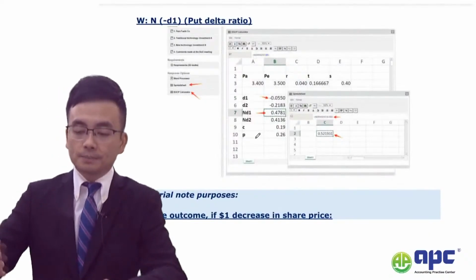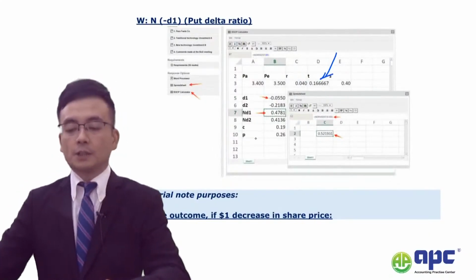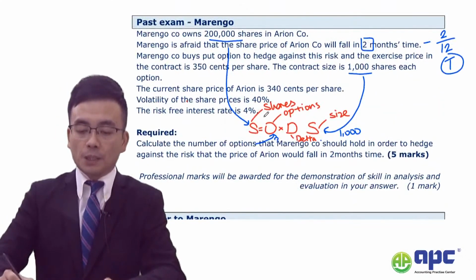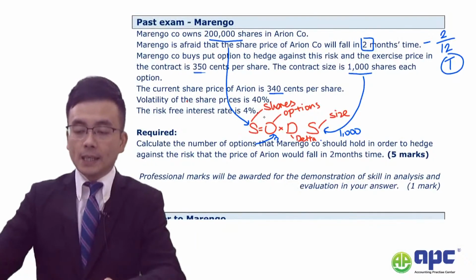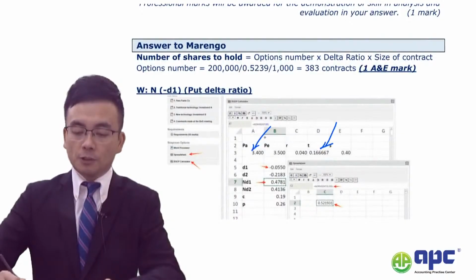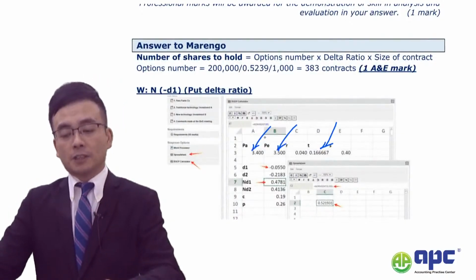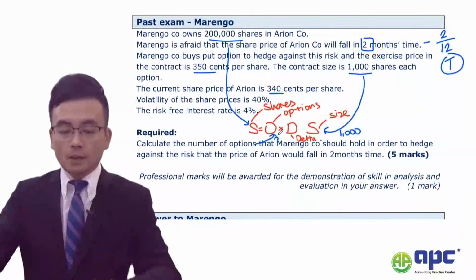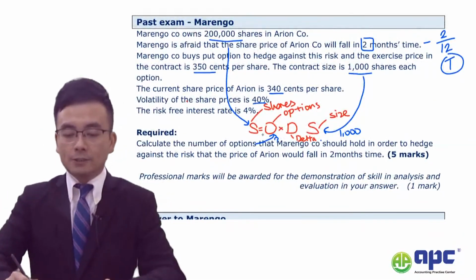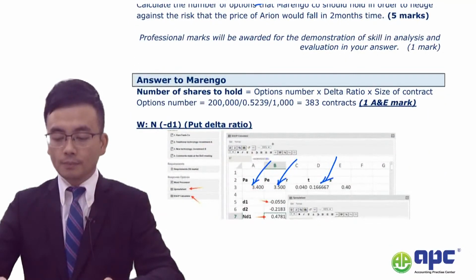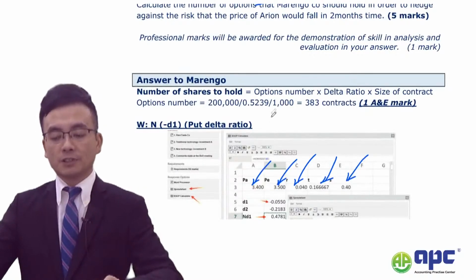And in this case, t value here. And we're also told the current share price is 340 and the exercise price is 350. So 340, which means 3.4, 3.5 respectively for PA and PE. We're also told the volatility and risk-free rate of 40%, which means S, and 4% for risk-free rate.